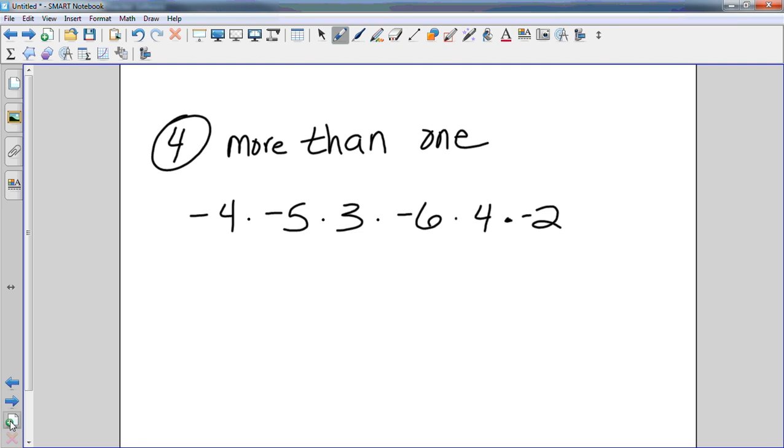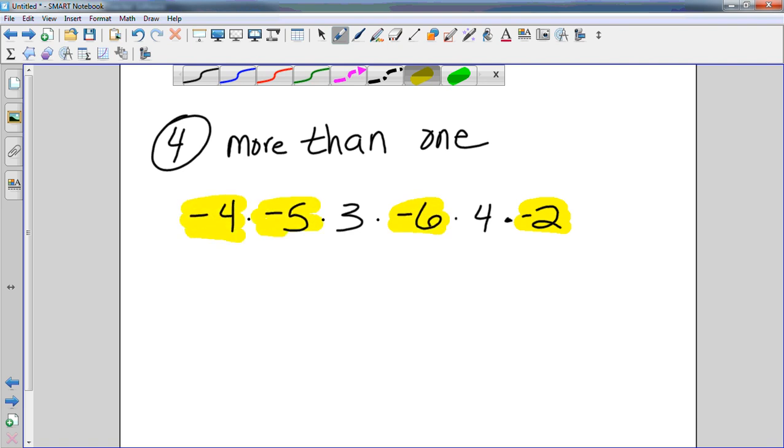Does anybody know the rule? Taking a guess? Whichever there's more of? No, not whichever there's more of. Good guess, though. You can count the number of negative numbers. How many negative numbers do you have here? 4. Is it even or odd? Even. If it's even, you're going to have a positive answer.